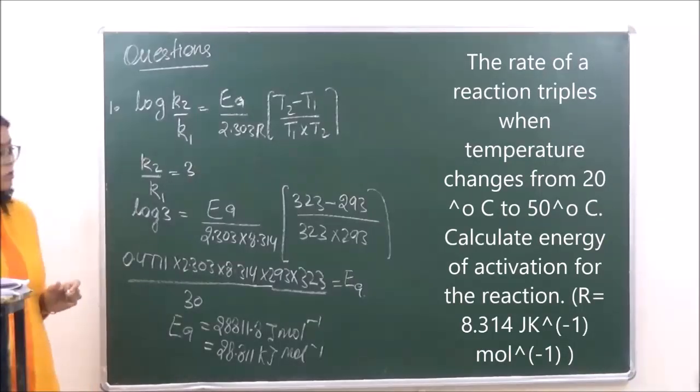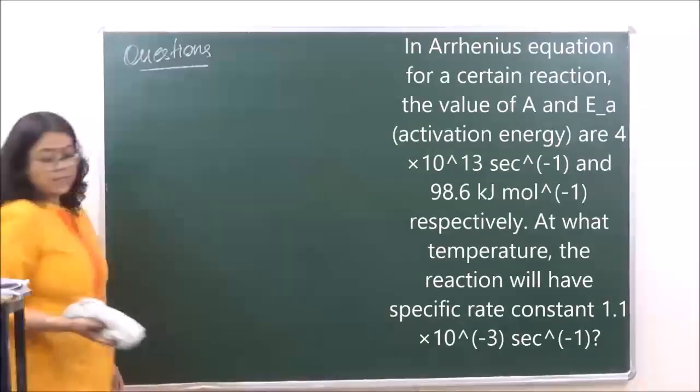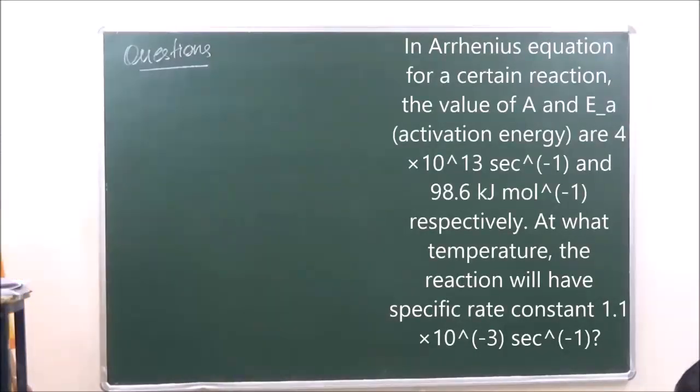Let's go on to question number 2. What is our question number 2? In the Arrhenius equation, for a certain reaction, the values of A and EA are 4 into 10 raised to power 13 per second and 98.6 kilojoules per mole. At what temperature will the reaction have specific rate constant 1.1 into 10 raised to power minus 3?